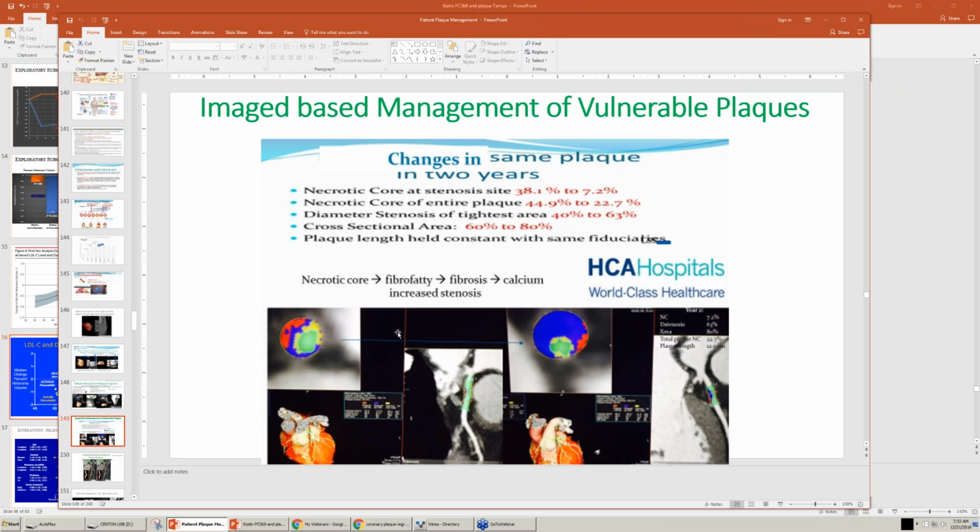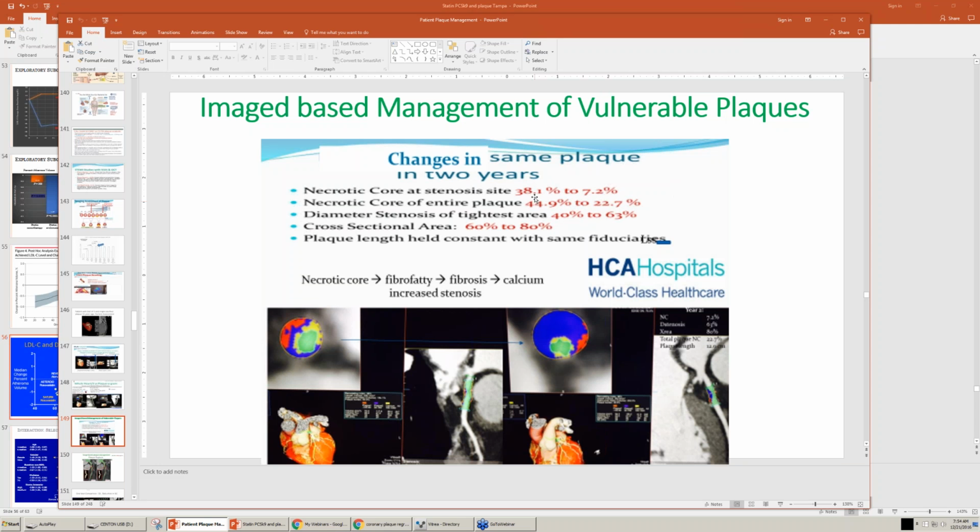Now here's a great example. Let's look at this one. Here's somebody who had 38% necrotic core at the stenosis site, which is where we're worrying about, because that's where the maximal hemodynamic effect is taking place, and that's where we have pressure on the shoulder, both proximal and distal shoulder of the plaque. We've got all kinds of hemodynamic reflective waves, vortices and eddies that are eroding the plaque. And so to drop that from 38% to 7%, I think is a really significant change over a period of 2 years. That's right at the necrotic core.